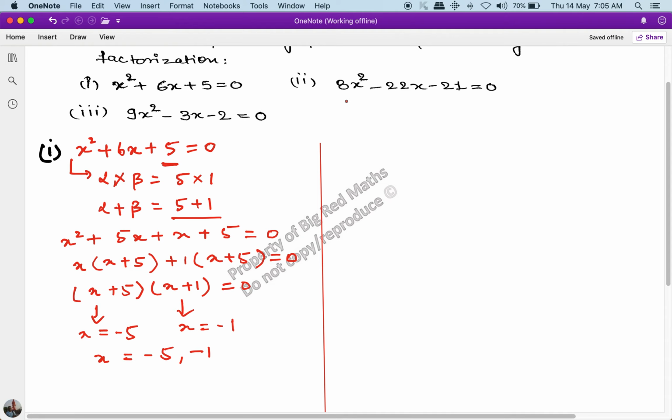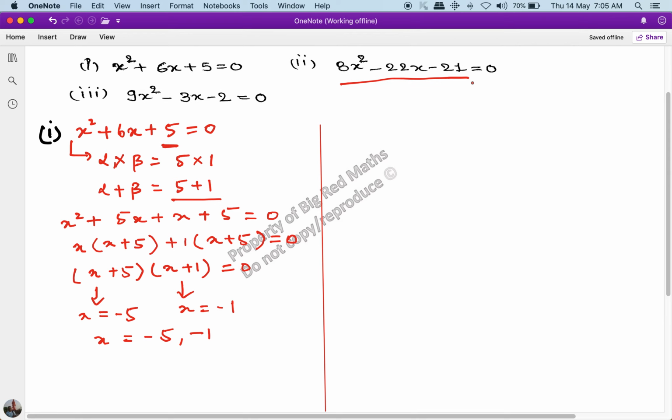Now let us look at the second question. The second question says 8x square minus 22x minus 21 is equal to 0. So I have to find two terms, alpha and beta, such that alpha multiplied by beta is equal to minus 21 into 8, and alpha plus beta is equal to minus 22.